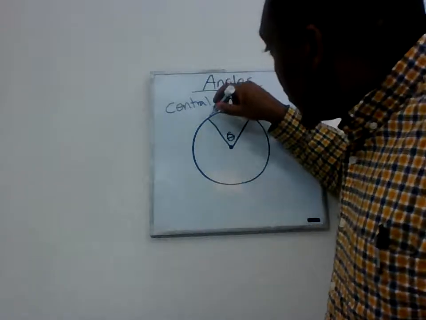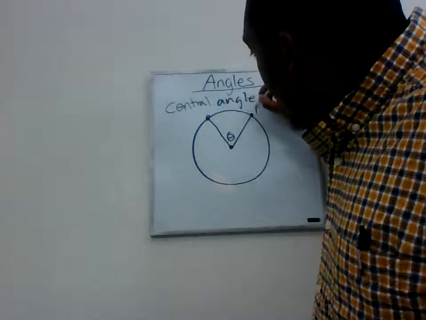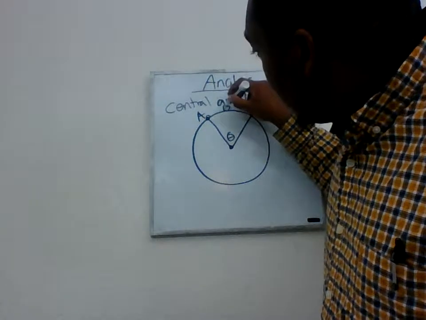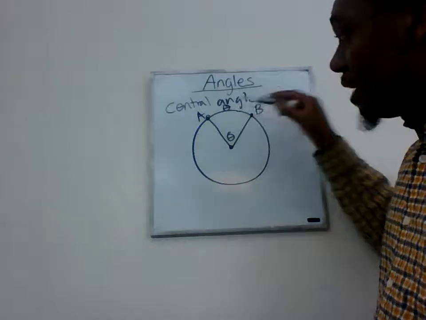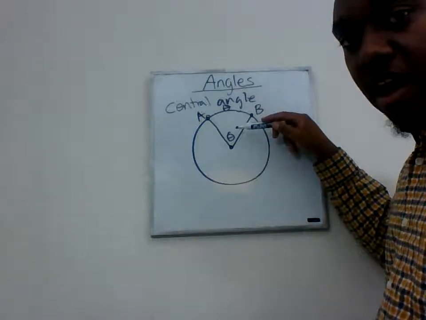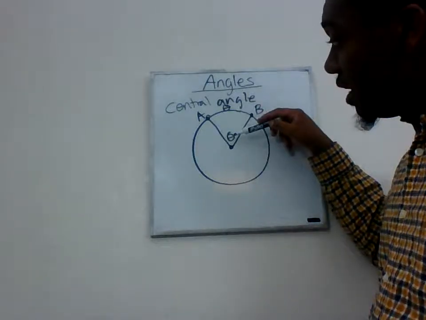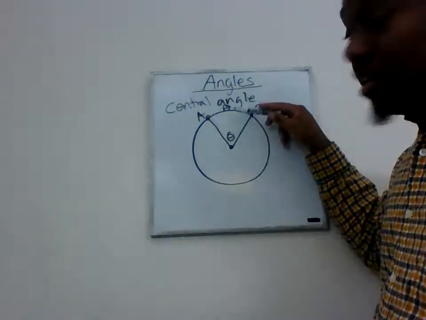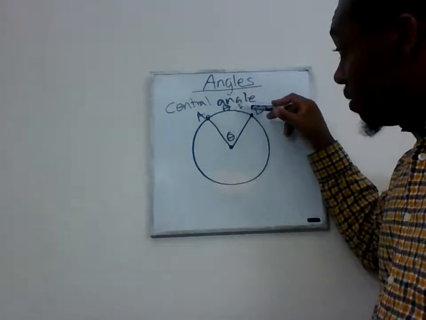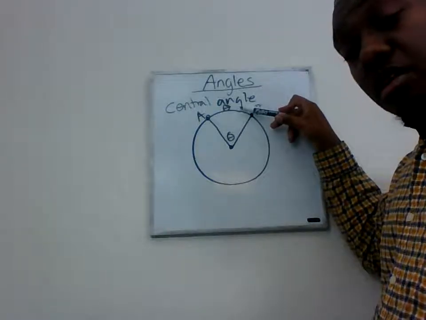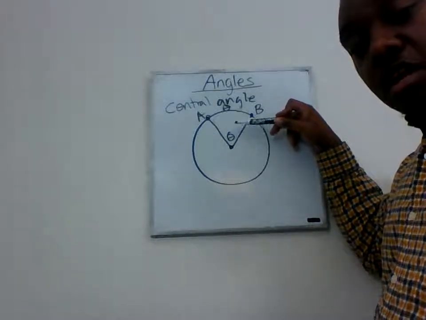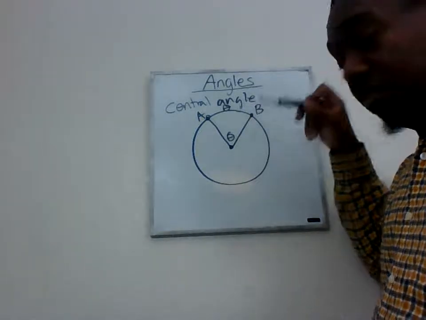The cool thing about a central angle is that the measure of the arc is the exact same. So if this is theta, that's theta. If this is 45, that's 45. If this is 90, that's 90. If this is 127, this is 127. No matter what the measure of the arc is, it's the same as the central angle.